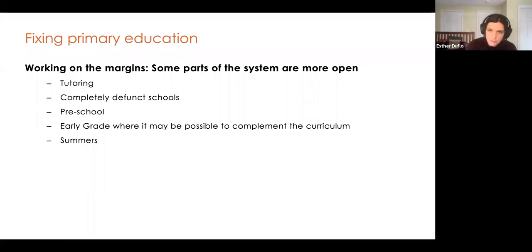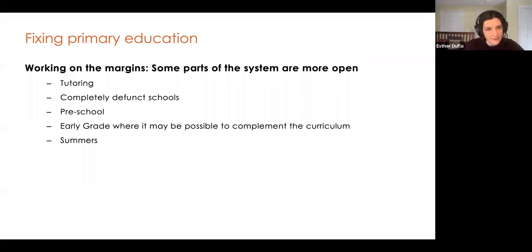So you can't give up on the schools, because that's where the kids are. You can't reform them wholesale, because they are not willing to do that. So what you could do is work on the margins. Some parts of the system are much more open than the schools themselves. One margin is tutoring. So many kids are involved in tutoring on top of being in school. This is widespread around the world, where kids go to school and then they attend tutoring, and whatever learning is happening during their tutoring session. And there, of course, it's like a free-for-all.